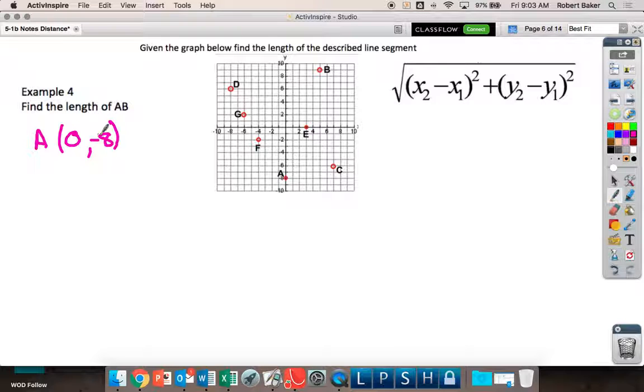Let's try B. Five, 5, 9. Yeah, can't really see it. Okay, so the struggle is real. I know it's a really tiny picture. Now we must attempt to find the distance between those 2 points.